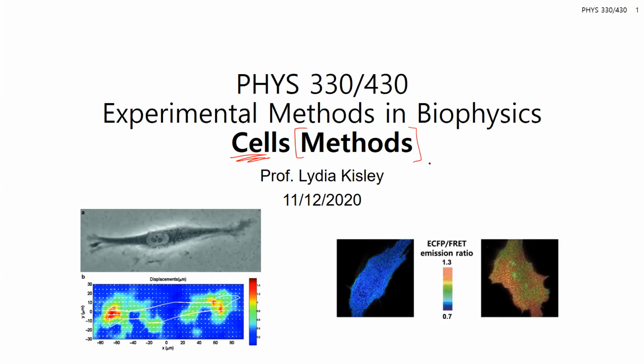But we'll talk about two or three more cell-specific methods, specifically flow cytometry, and also some mechanical methods of looking at forces: traction force microscopy, and micropipette tips that are specific for the cell level.